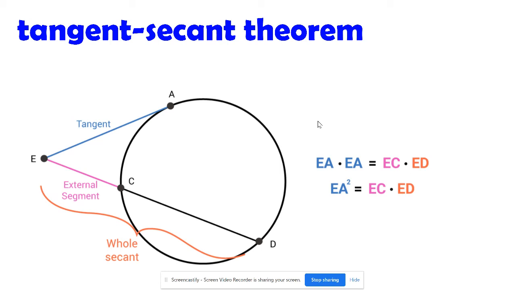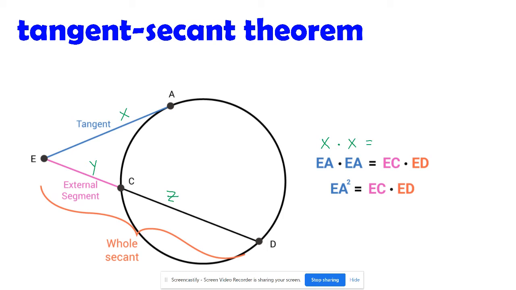So again, I'm going to label these. I'm going to label the blue part, the tangent part, x, and then the other secant part, I'm going to divide into y and z. And so here, if you look at what they've got, they have EA times EA. And EA is the blue part. It's the tangent part. And so that's going to be x times itself.